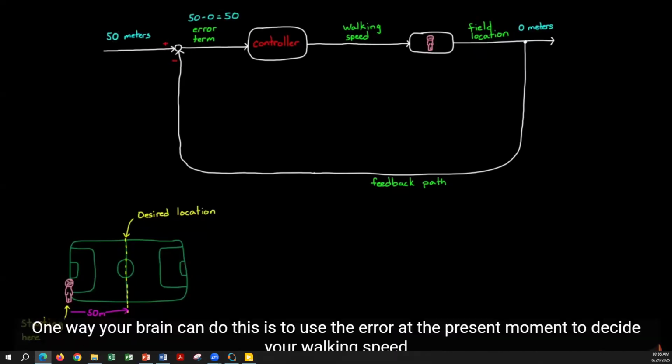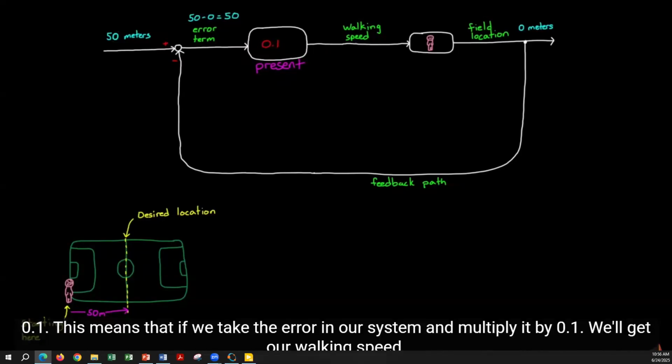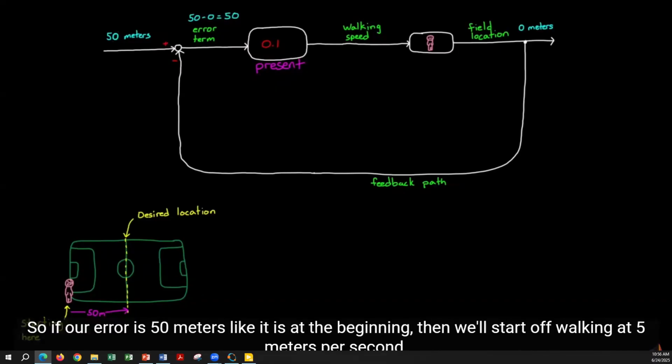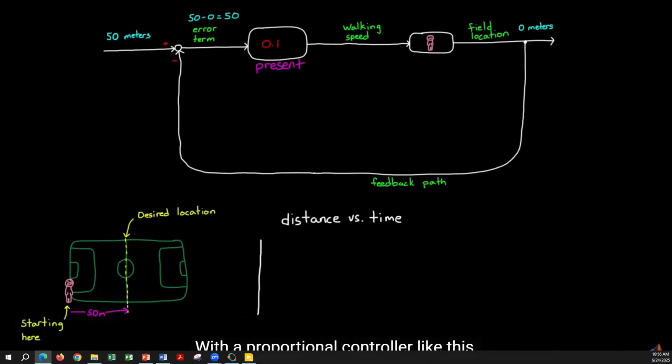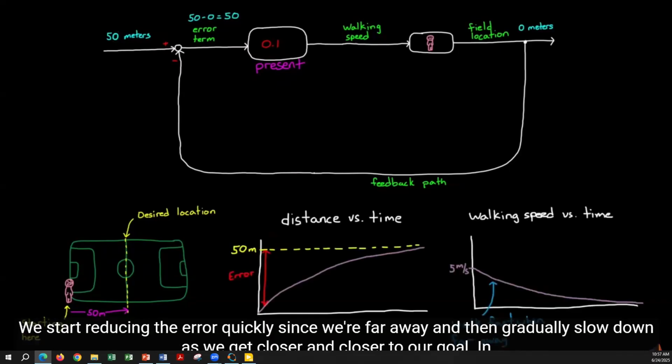And one way your brain can do this is to use the error at the present moment to decide your walking speed. Here I've set our controller to the value of 0.1. This means that if we take the error in our system and multiply it by 0.1, we'll get our walking speed. So if our error is 50 meters like it is at the beginning, then we'll start off walking at 5 meters per second. With a proportional controller like this, we start reducing the error quickly since we're far away, and then gradually slow down as we get closer and closer to our goal.